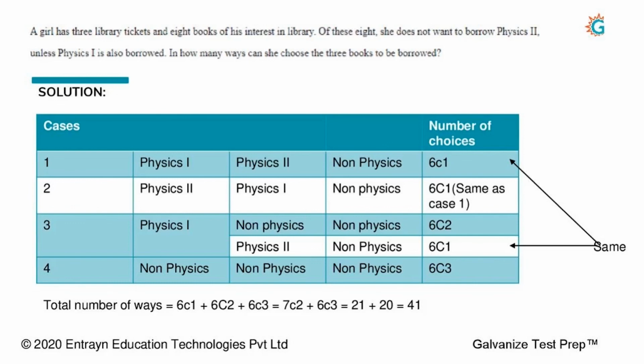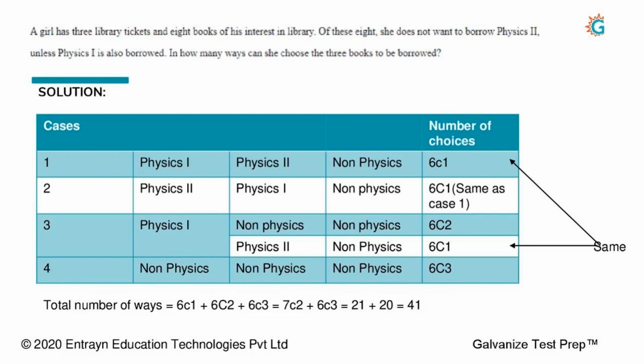Or all 3 non-physics, which is 6C3, which means you are eliminating Physics 1 and Physics 2. So the remaining 6 books are left out. From those 6 books, you need to choose 3 books. That is done in 6C3 ways. Got it? So the answer is 41.